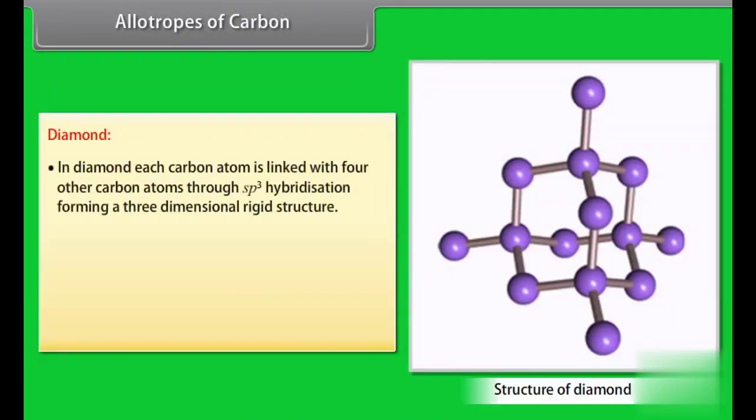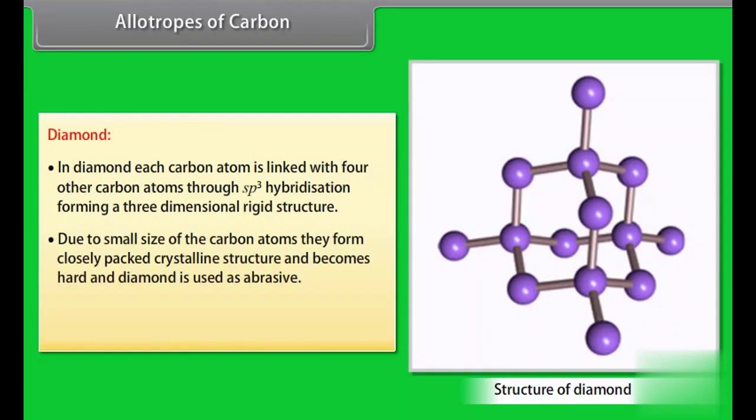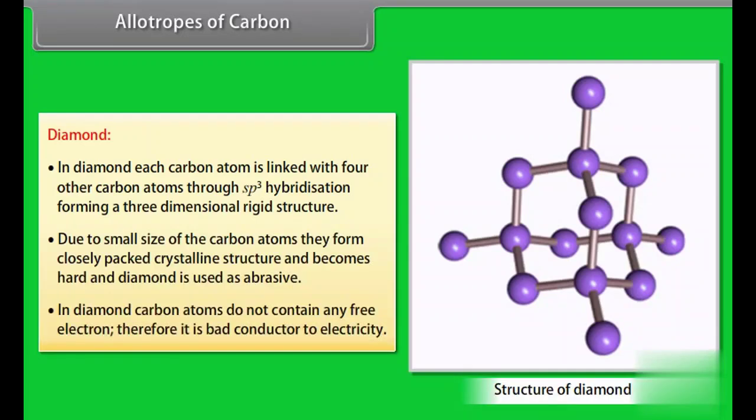Diamond. In diamond, each carbon atom is linked with four other carbon atoms through sp3 hybridization, forming three-dimensional rigid structure. Due to small size of the carbon atoms, they form closely packed crystalline structure and becomes hard, and diamond is used as abrasive. In diamond, carbon atoms do not contain any free electron. Therefore, it is a bad conductor to electricity.